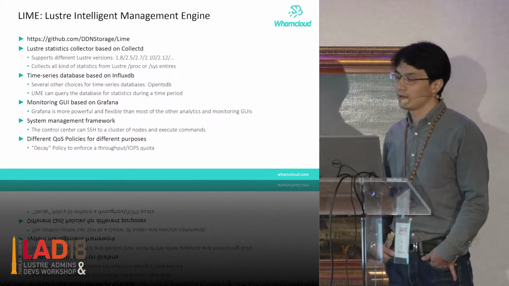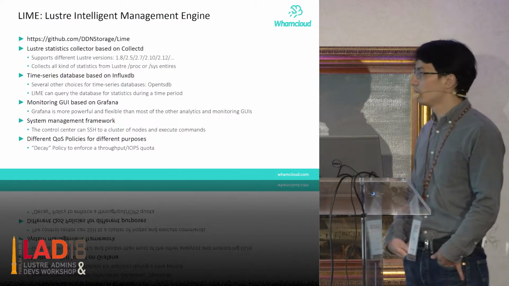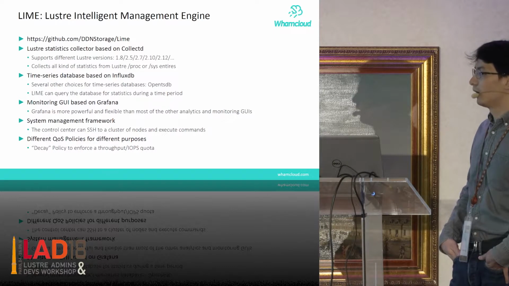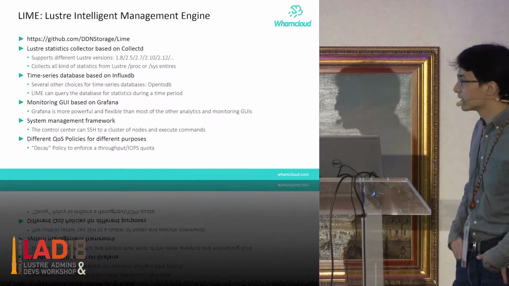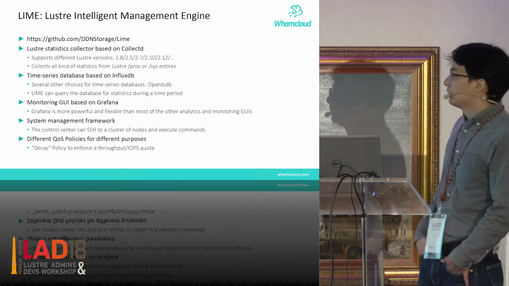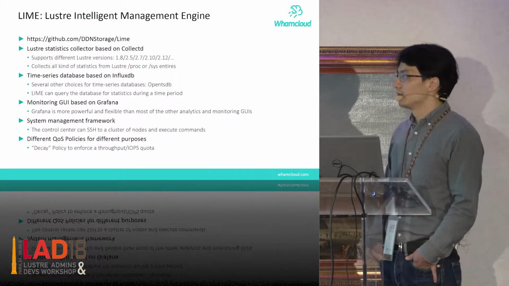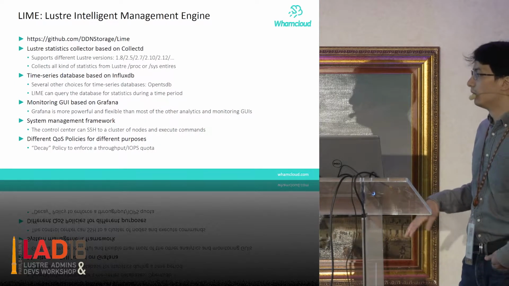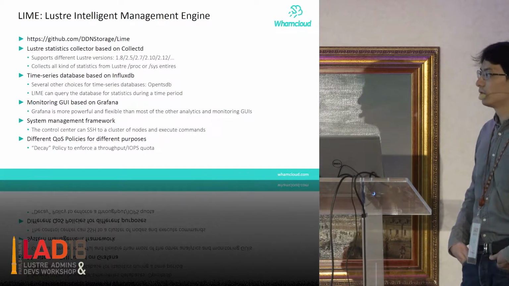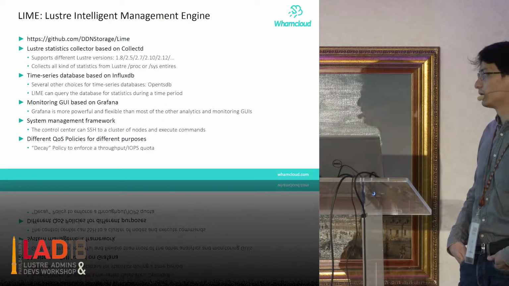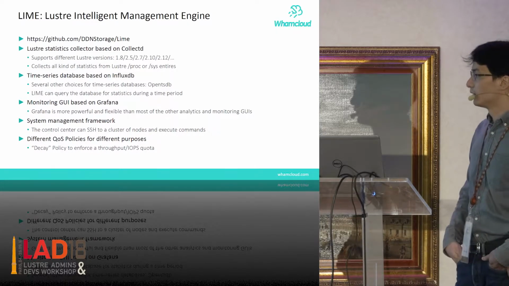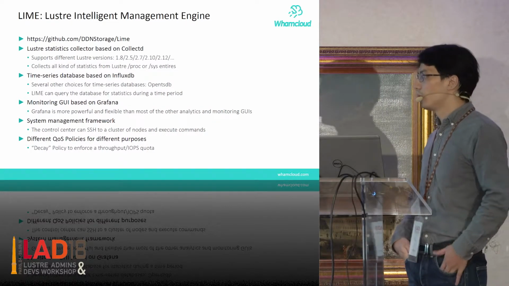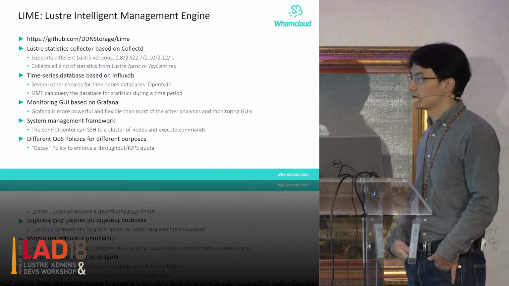We use Grafana as a GUI framework. Grafana is flexible and powerful, and it is enough for this kind of use case. We also implemented a system-wide management framework. By using that framework, we are able to run any kind of command on any node on the whole system, and we can get the result. That's what the framework does. And we define different QoS policies for different QoS purposes.